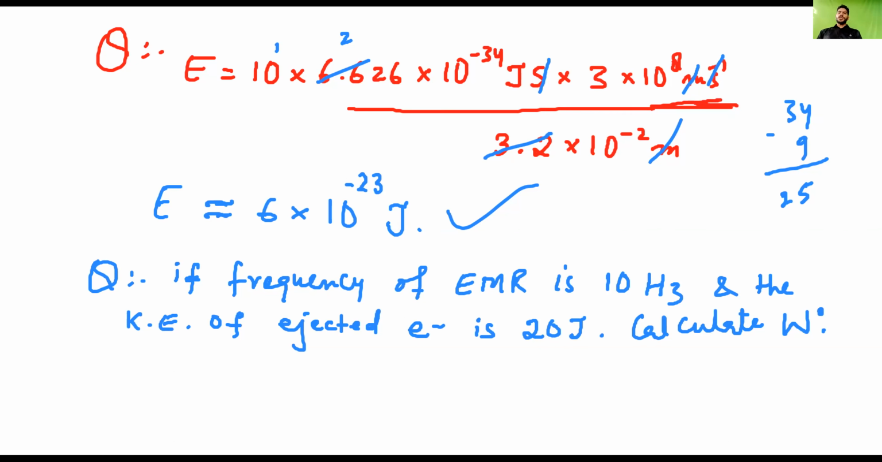Can you tell me which equation we will use here? We know that energy is equal to work function, that is W naught, plus kinetic energy, right? And now we also know that this energy is also equal to h nu. Energy is equal to h nu. So nu, the frequency, is given to you, and kinetic energy is also given to you. So can you calculate this work function? Just try it.